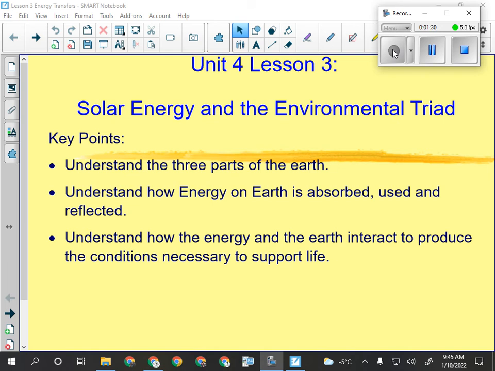And there's only one group of organisms on Earth capable of doing that. What are they? Only organisms that can harness the sun's energy directly. Plants. Yeah. Photosynthesis is the natural process that converts solar energy into usable chemical energy as food. Obviously, we have technology that can do the same thing, solar panels, stuff like that. We need to look at how energy on Earth is absorbed, used, and reflected, and understand how the energy and the Earth interact to produce the conditions necessary to support life.